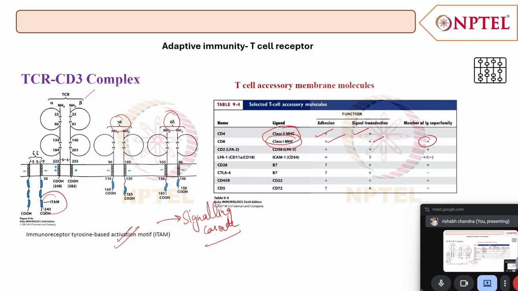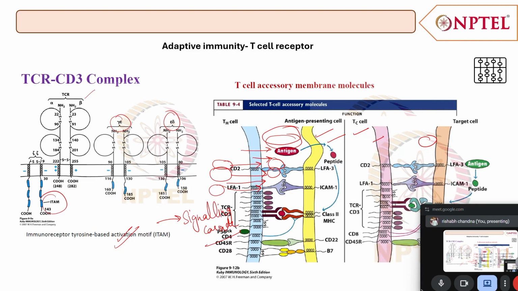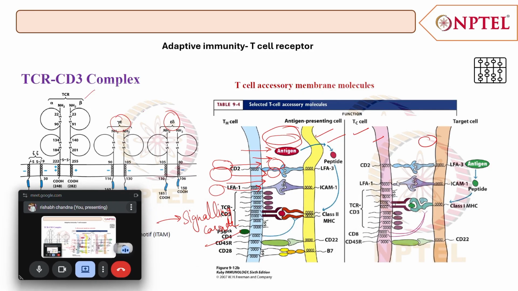We have CD2 that binds to CD58, LFA1 that binds to ICAM1, CD28 and B7, CTLA4 and B7. So CD28 and B7 are co-stimulatory markers of the T cell, and CTLA4 and B7 are the inhibitory markers. Then we have CD45R, CD22, and CD5 is the receptor for the CD72 ligand. Now these are the different ligands and the receptors on the TH and the TC cell, just like what we have discussed.